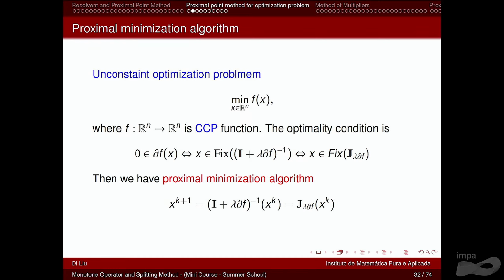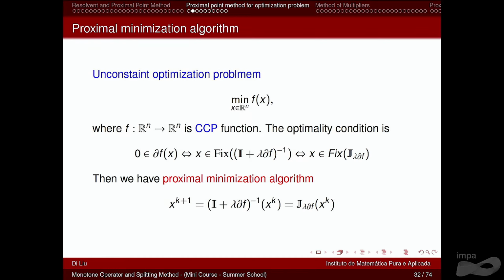Now we consider the unconstrained problem. We minimize a CCP function f in the whole space without any constraints. The optimality condition is 0 belongs to the subdifferential of f at x, which is equivalent to x being a fixed point of the inverse of this operator. Actually, it's the resolvent of the subdifferential of f, just by the definition of the resolvent.